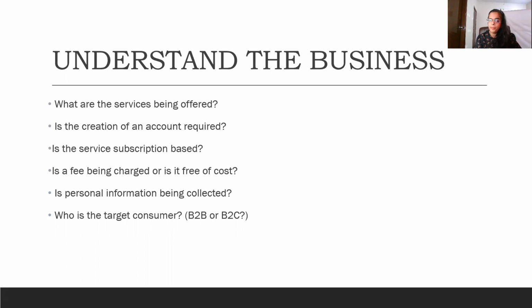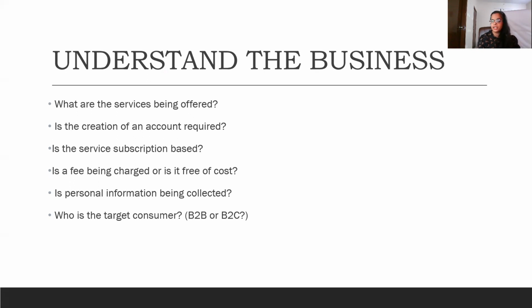Now, there are certain operational things of every website. So for example, is the creation of an account required? Now, many websites allow users to access their services or their products only after they have created an account with them, or maybe they have subscribed to their services, or they have given their email addresses, or they have registered within the website. So these operational details need to be taken into account.